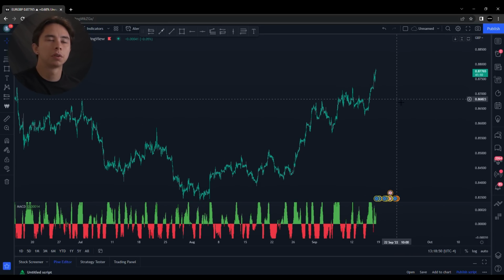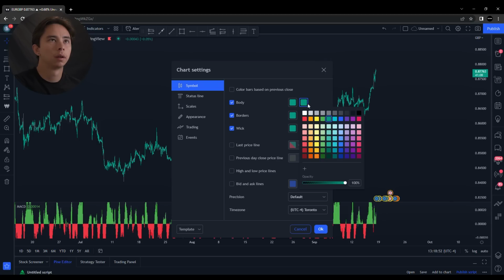Okay, so now we're going to switch the chart back to normal and get the red candles in here.